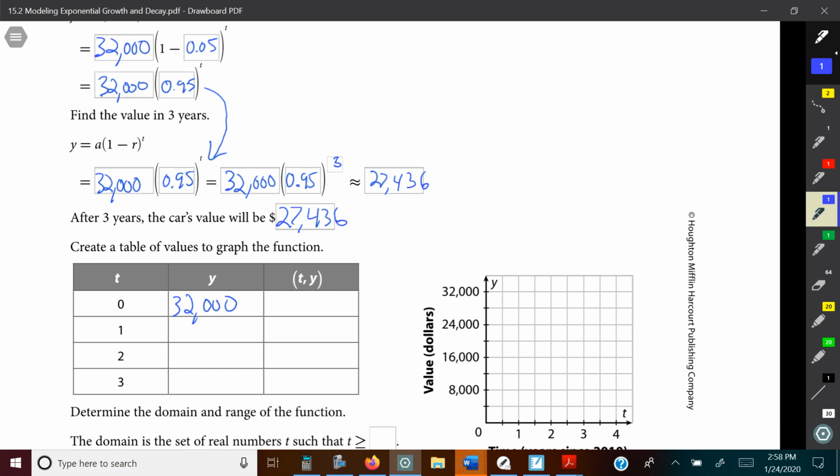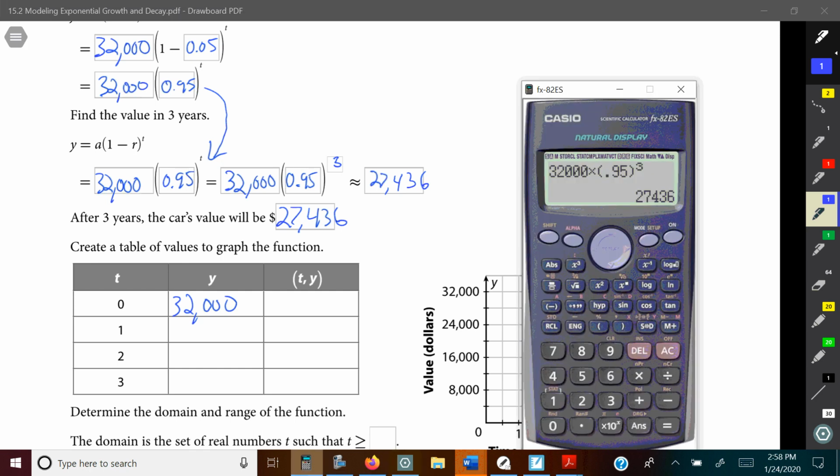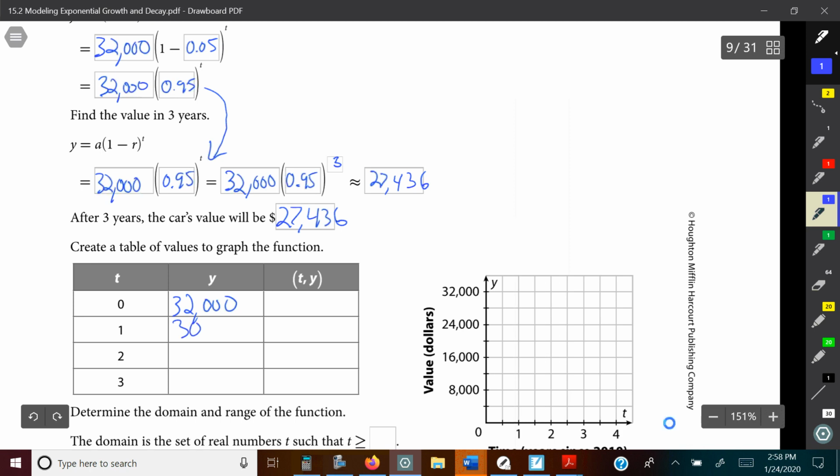Okay, and then you plug in 1, and you type that in the calculator. Give an example of that one. Okay, this will get us down to 30,400. And you just keep going. 2 would be 28,880. And then 3 would be 27,346.